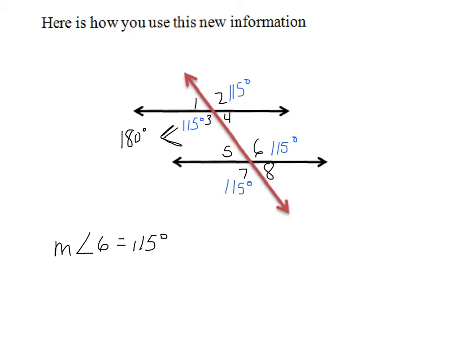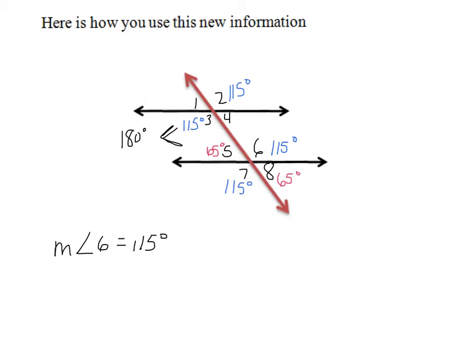So what would angle 5 be? If angle 3 is 115 degrees, I know that I have to add 65 degrees to that to get 180 degrees. And now I fill in the rest of my chart. Angle 5 and angle 8 are vertical angles, so that would be 65 degrees.